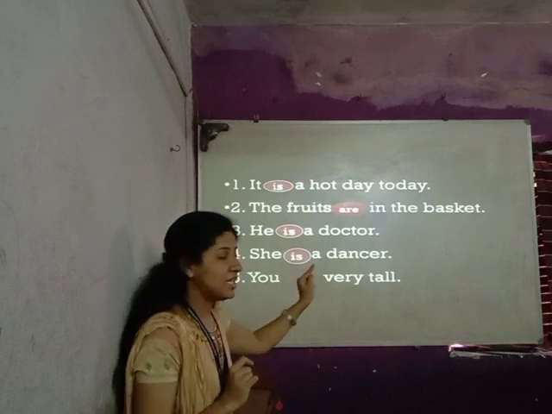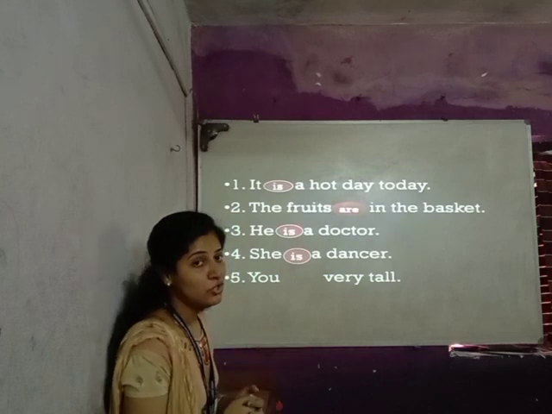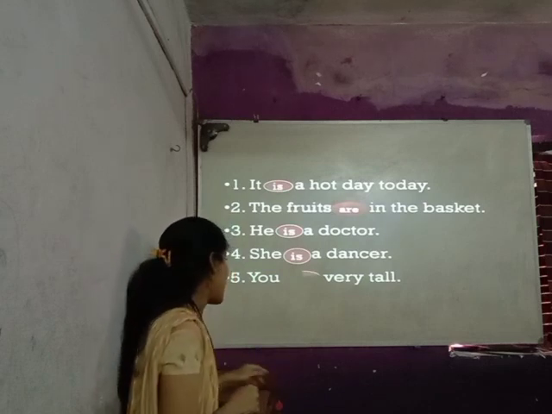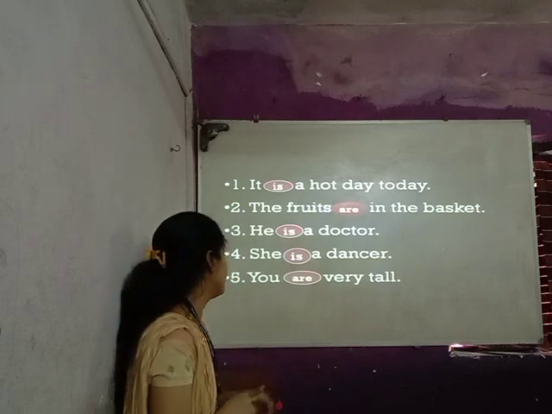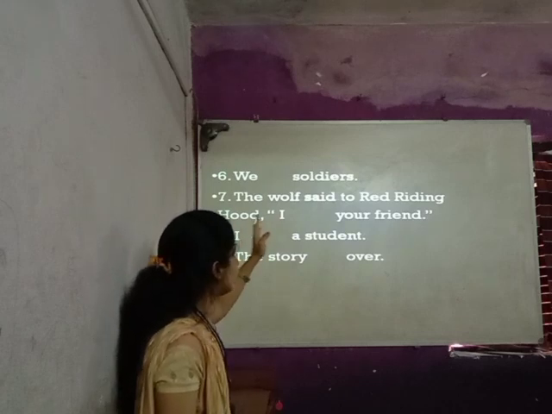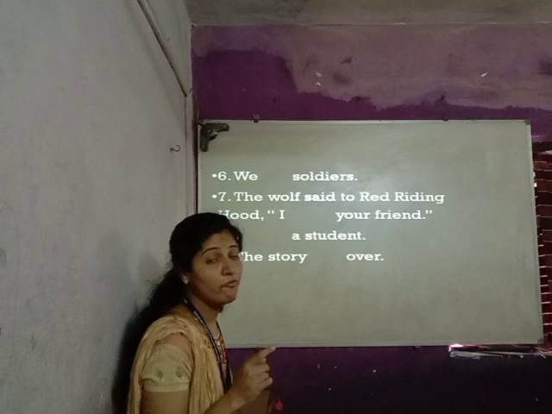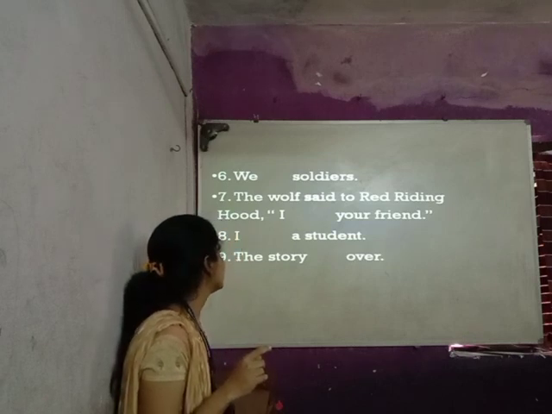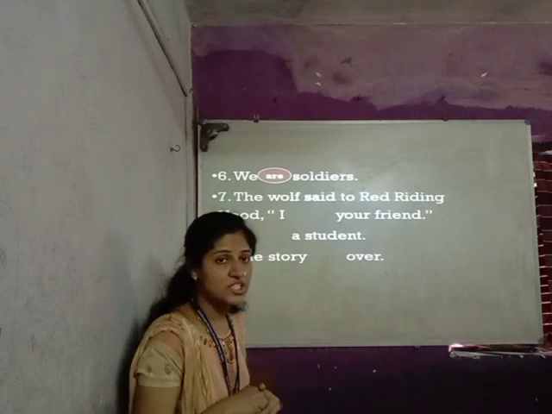Now see the next. You dash very tall. When we use it after you, what do we use? Correct, are. So you are very tall. Now see the next example. We dash soldiers. We, yes, when they are in plural, what do we use? Yes, we use are. We are soldiers.